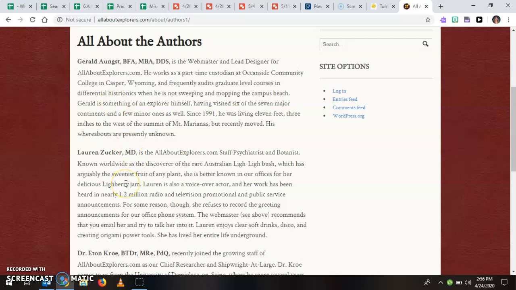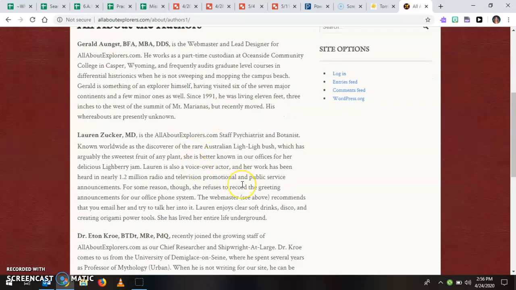Also Lauren Zucker. When we look at it, it says he works at a community college. He works at a college, but he's not a teacher at the college. He's kind of talking about, I don't know, it just seems like really sketchy different things on here. And here we see Lauren is a voiceover actor.